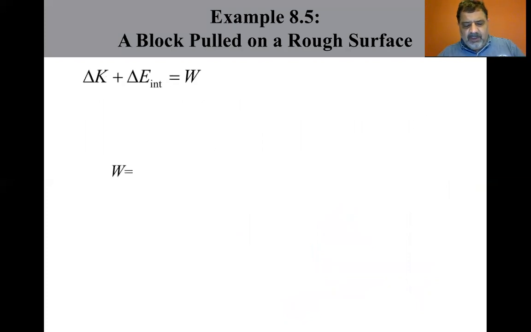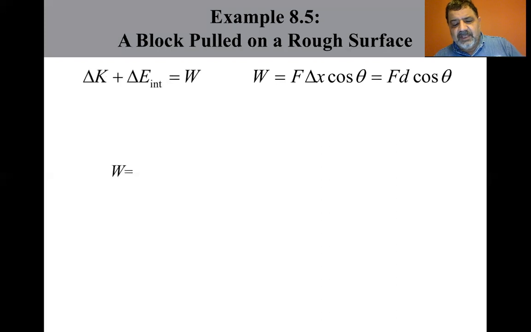Let's see, we write the appropriate reduction of the conservation of energy equation. That's the change in kinetic energy plus the change in internal energy is equal to the work. Now, we know that work is equal to F delta x cosine theta. That's our definition of work. It's F d cosine theta. That's the work done by the applied force.